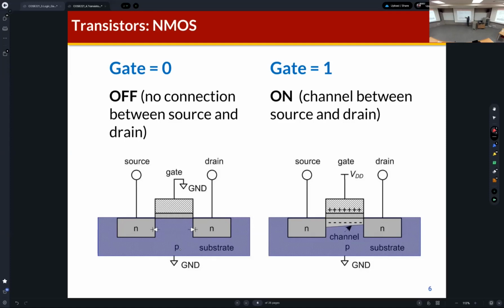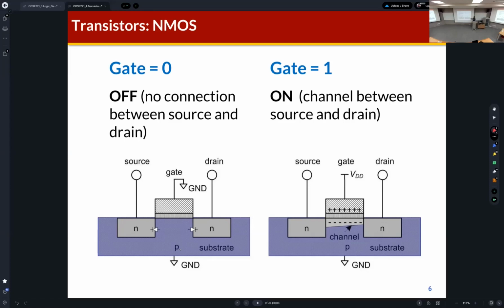Let us assume that the ground is connected to the gate. If the ground is connected, then what is the voltage level between this substrate and the gate? Ground and ground. So there is no voltage difference, right?